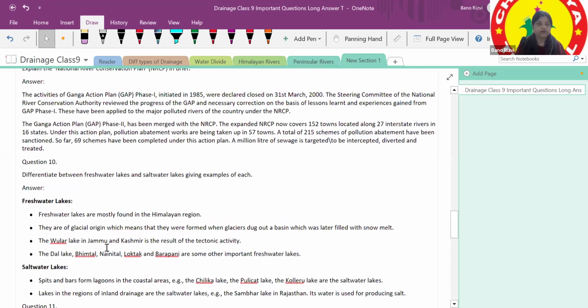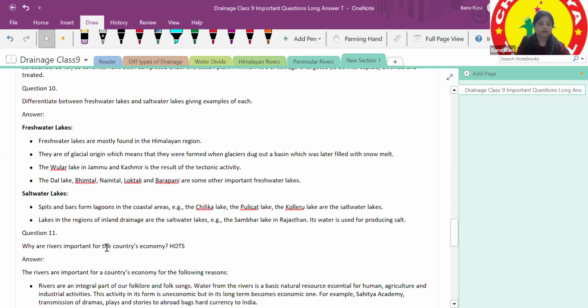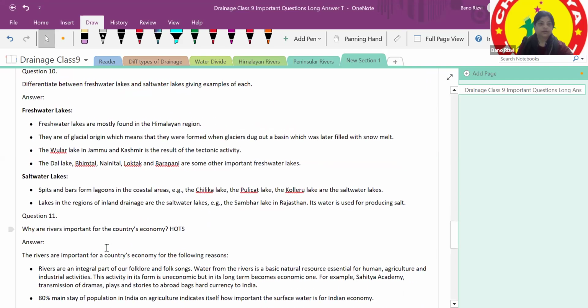Differentiate between freshwater and saltwater lakes. Freshwater lakes are mostly found in the Himalayan regions. These are of glacial origin, which means they were formed when glaciers dug out a basin, which was later filled with snow melt. So they have a lot of fresh water. The Wular Lake in Jammu and Kashmir is a result of tectonic activity. The Dal Lake, Bhimtal, Nainital, Loktak and Barapani are some of the important freshwater lakes.